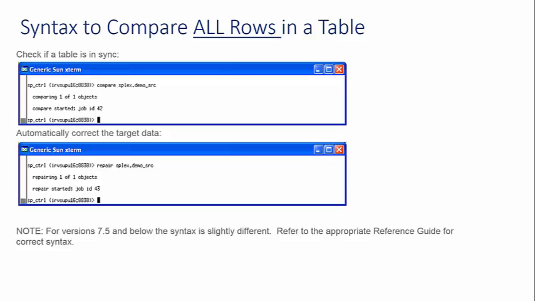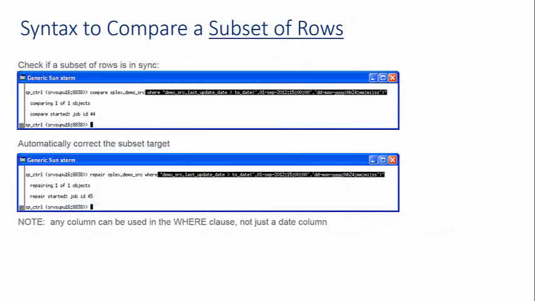For versions 7.5 and below, the syntax is slightly different, where you would spell out the target information. Refer to the appropriate reference guide for correct syntax. Now, let's say you are replicating a 100 million row table and you had a server crash at 3 p.m. You know the data up till 3 p.m. is in sync, but you're not sure about the data after the crash. For situations such as these, compare and repair offers a where clause option to limit the subset of data.